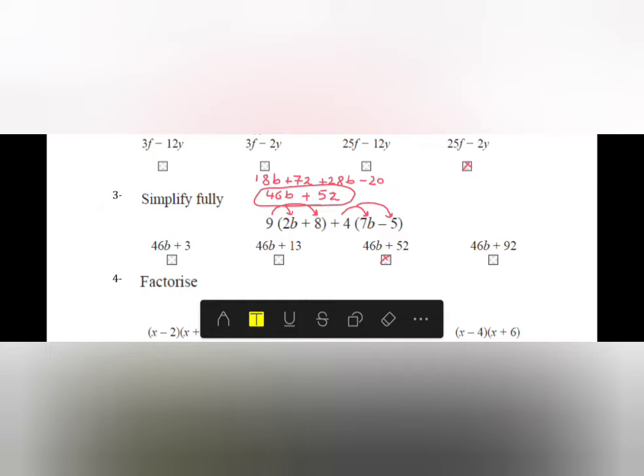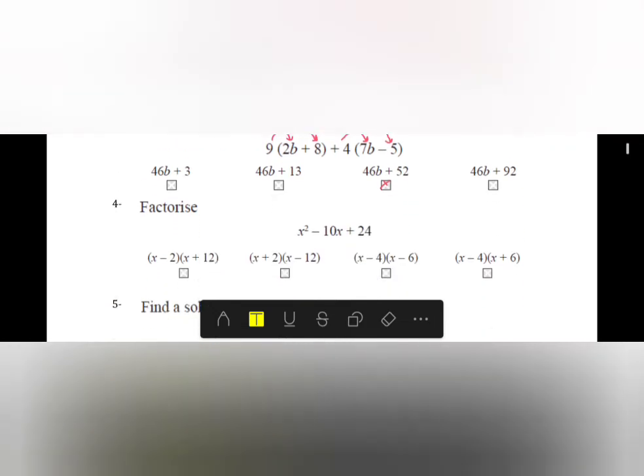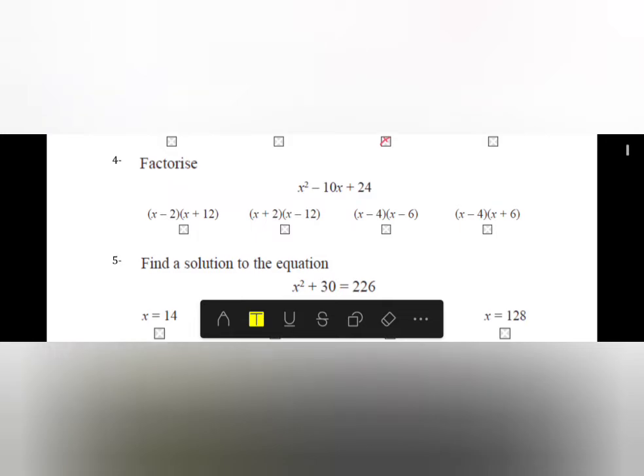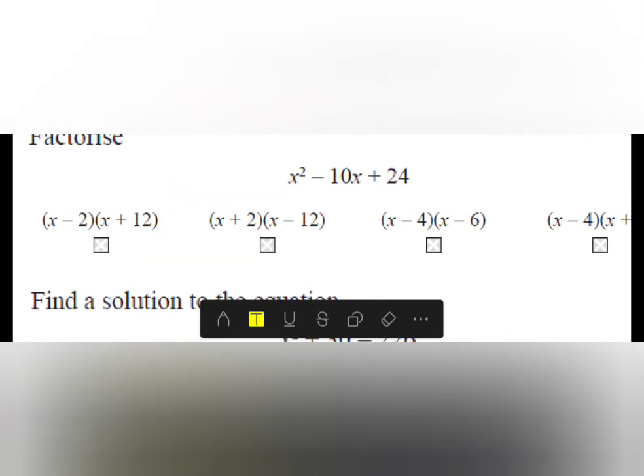Now, let's take a look at question 4. Question 4 here says factorize. And factorizing, as we said, if we don't have common numbers or common variables between all the elements, it means we're going to use the double bracket method. Now here we have a quadratic expression. We're going to factorize it.